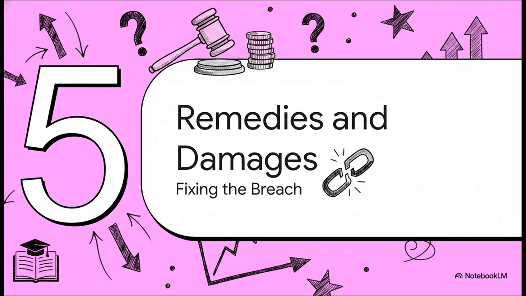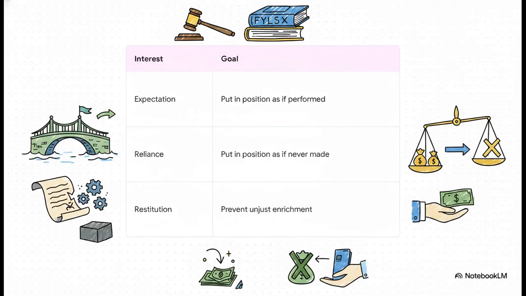Step 5. Remedies and damages. Fixing the breach. We have reached the final stage of the contract's life cycle. Someone broke the rules, and now we need to know how the court calculates the payout. Categorize the multiple choice damage answers into 3 buckets. Expectation damages are your standard default. They put the non-breaching party in the exact position they'd be in if the contract was fully performed.